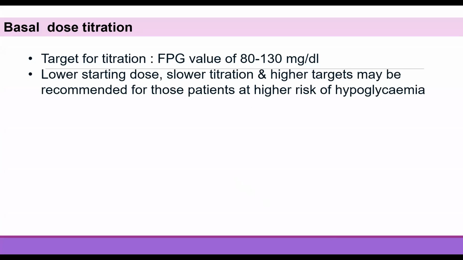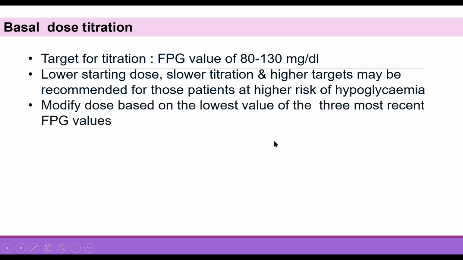So a lower starting dose, slower titration, and a higher target may be recommended for those patients at higher risk of hypoglycemia. So we have to modify the insulin dose on the basis of the 3 values of fasting plasma glucose.